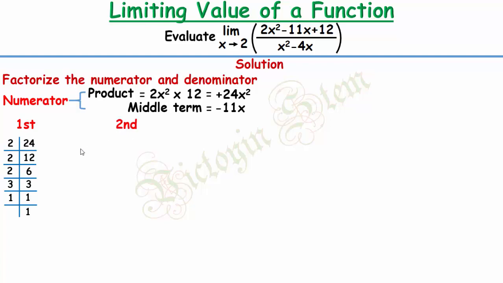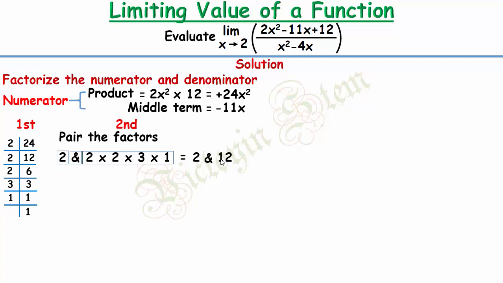So the second thing to do is to pair the prime factors. We see how many pairs we can obtain from these prime numbers. I'll pick 2 and then 2 times 2 times 3 times 1, that's picking the first one and then the remaining values, which equates to 2 and 12. This is the first pair. I look for the next pair, 2 times 2 and 2 times 3 times 1, so this boils down to 4 and 6.